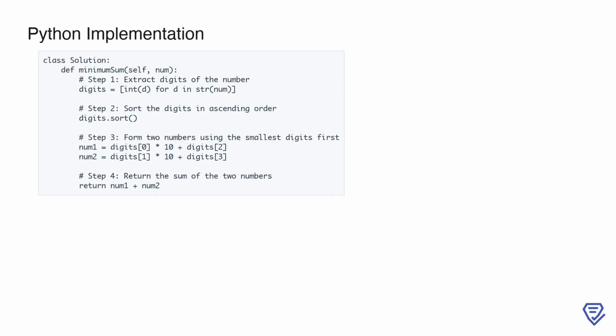The solution has a time complexity of O(1), since the number of digits is fixed at 4, and sorting a list of 4 elements is a constant time operation. The space complexity is also O(1), as the algorithm uses a fixed amount of additional space regardless of input size. In summary, the solution is efficient and directly addresses the problem requirements, ensuring the minimum sum is achieved by leveraging digit sorting and careful pairing.